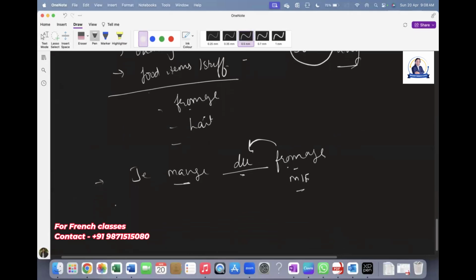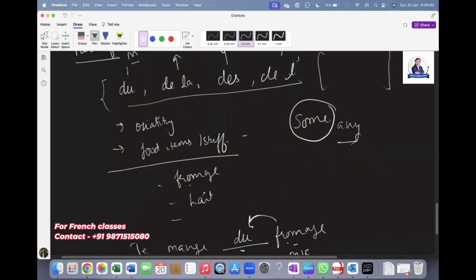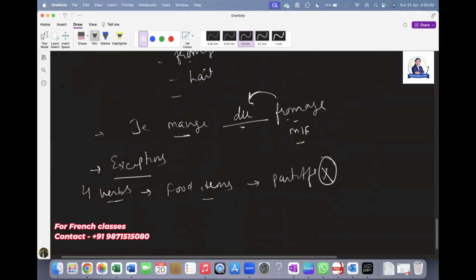Okay. Then next, I said that with all food items we have this article partitif, right? There are exceptions to it. What are the exceptions? There are 4 verbs where, if a food item comes, we will not use partitif. Which are those 4 verbs?